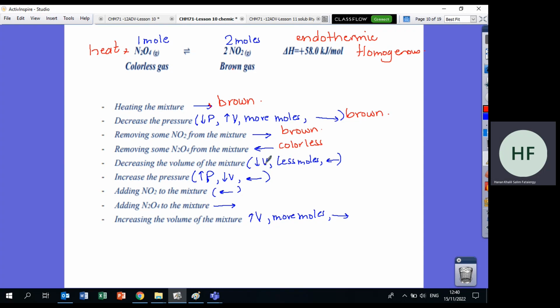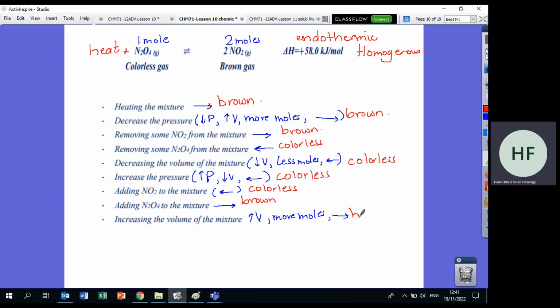Colorless means without color. Decreasing the volume, goes toward less moles. Less moles is backward, so colorless. Increasing the pressure. Increasing the pressure is the same like decreasing the volume, which means backward, it is also colorless. Adding NO2, we add here NO2, it will go this way, so also it is colorless. Adding N2O4 to the mixture, this is me, I have extra, I will give to my uncle, so the color will be brown.